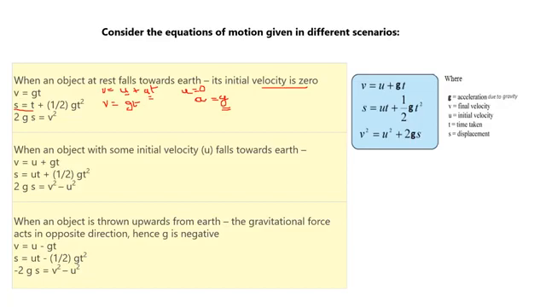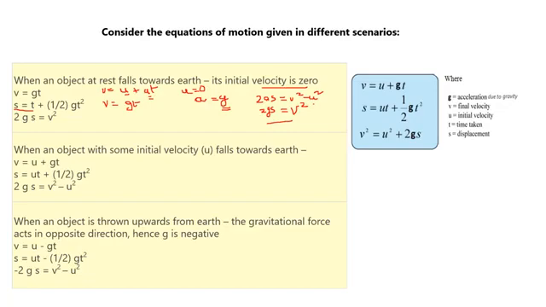And here we know that 2as is equal to v square minus u square. Because u square is already 0, and a is replaced by g, we can write 2gs is equal to v square. That's it, right? So you can see the different changes in these three equations of motion.